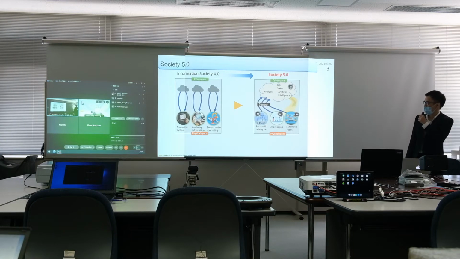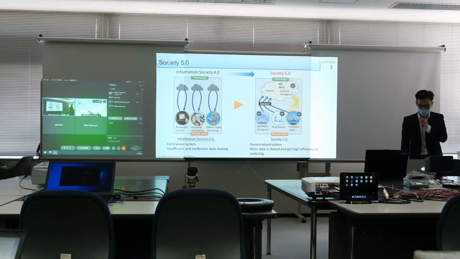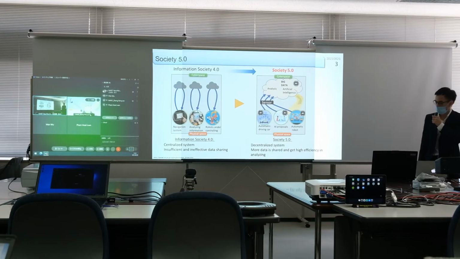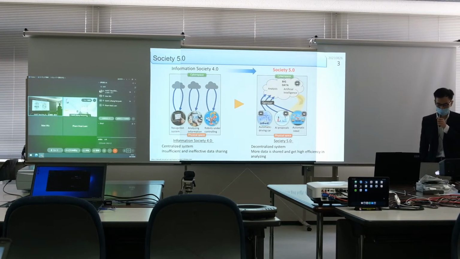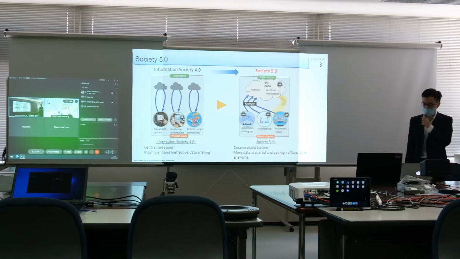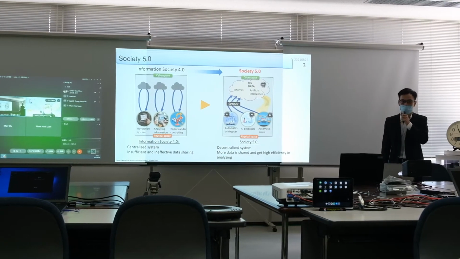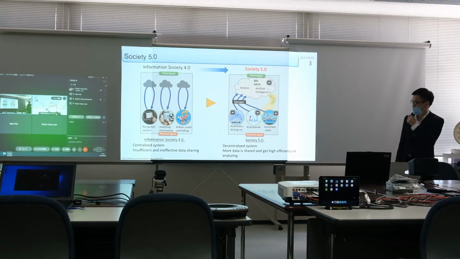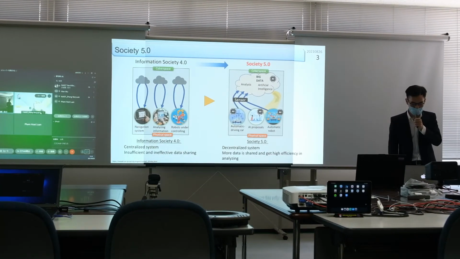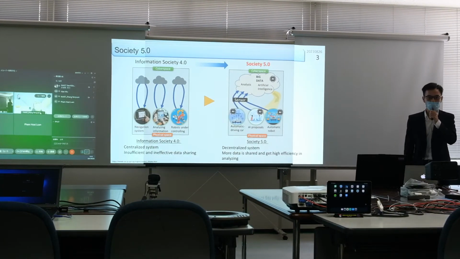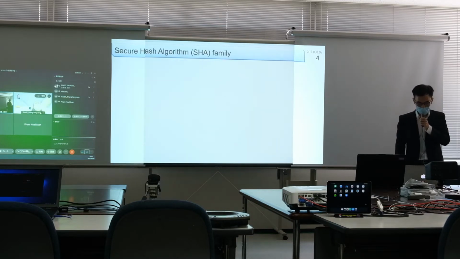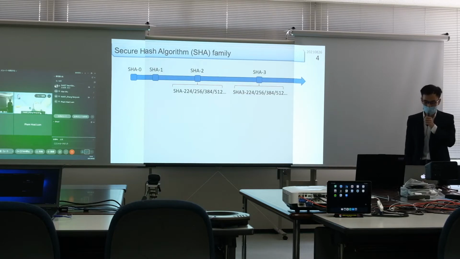In Information Society 4.0, they focus on centralized systems, but in Society 5.0, they focus on decentralized systems and data sharing. So a huge amount of data will be transferred between the physical space and the cyberspace. So data security is very important in Society 5.0, and SHA is used for data security.